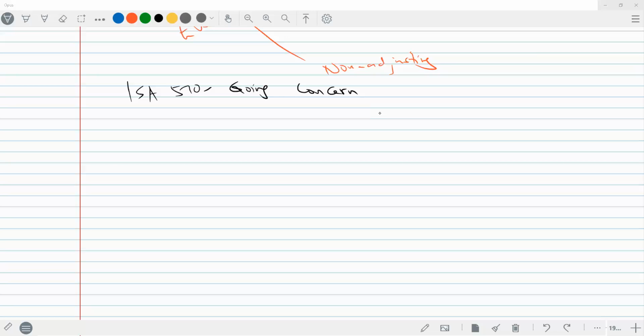So the first step is to obtain sufficient appropriate audit evidence as to whether the company's use of the going concern assumption is appropriate. Next, could there be existence of material uncertainty on the financial statements of this company? Then number 3, you respond, based on number 1 and number 2.